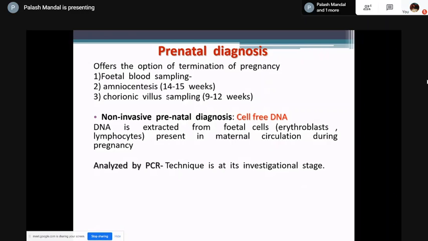From the maternal circulation, without disturbing the fetus, we can just take the blood from the mother and extract the fetal cells which are circulating in the mother's blood, and we can analyze those cells by using the PCR technique. But this is not a very well established method still now, and it is in an investigational stage.